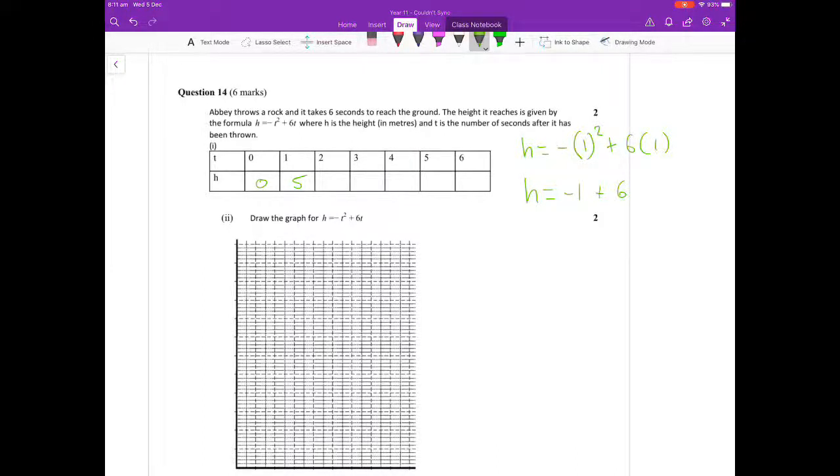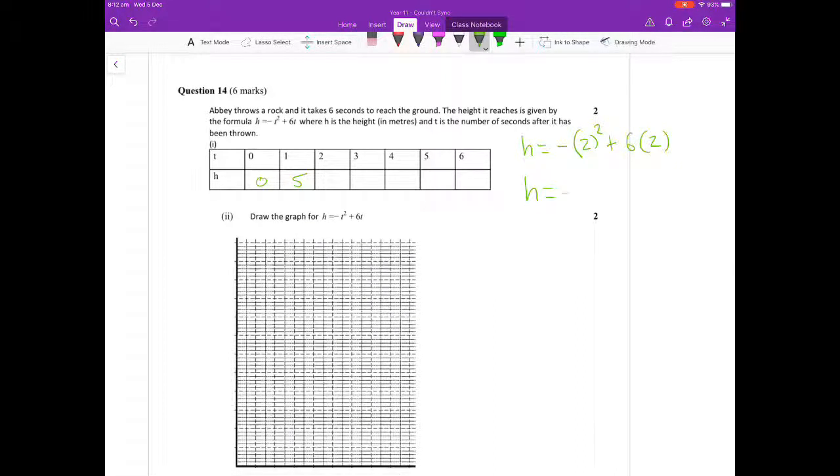Now let's throw our 2 in. Here, 2. There's a good 2. 2 squared is 4, so we've got minus 4, and 2 times 6 is, of course, 12. 12 minus 4 is 8. And now we're going to throw our 3 in. Yay, 3s. We all love 3s. 3 squared is 9, so we've got minus 9, and that is 18, which gives us 9.